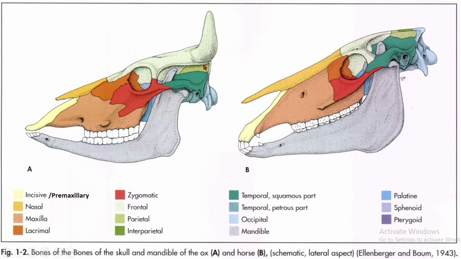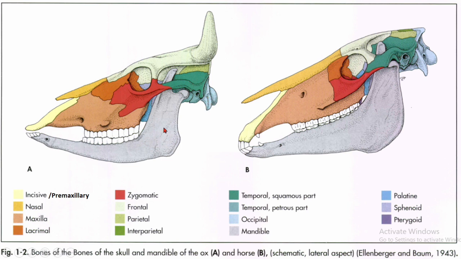This one is a parietal bone, and interparietal bone is not clear in this picture. This one is a temporal bone. It forms the lower lateral part of the skull. This one is an occipital bone. It forms the base of the skull and encircles the spinal cord.